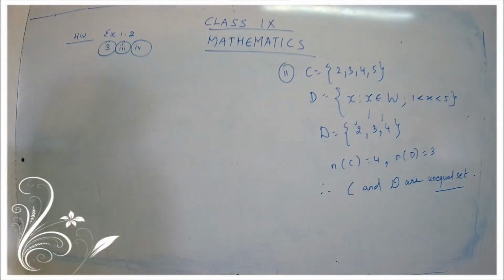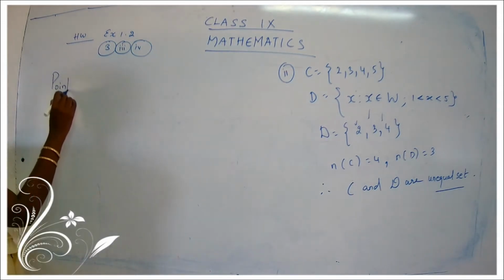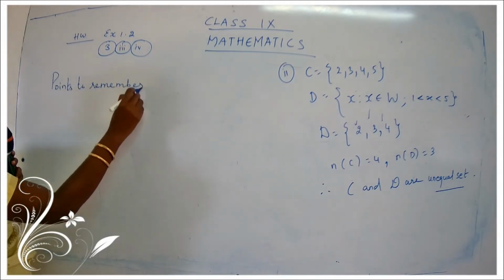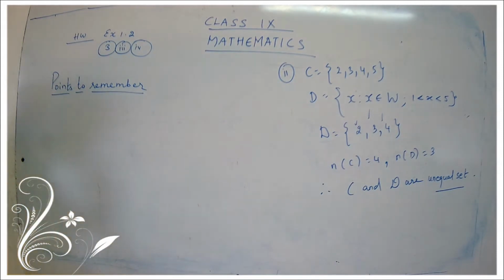We have some 6 more points for the children. So around 6 more points are there. So let's write down 6 more points and then we'll complete our exercise 1.2. So give the heading here. After completing your sum, give the heading points to remember.